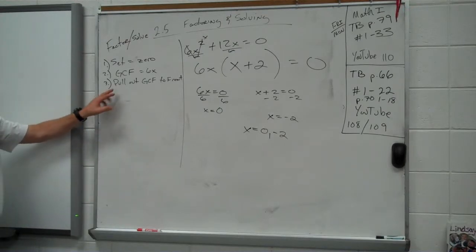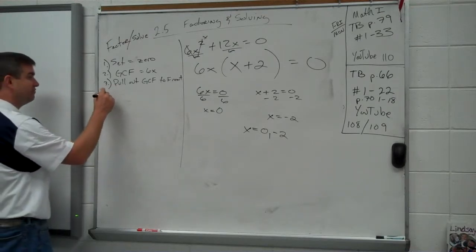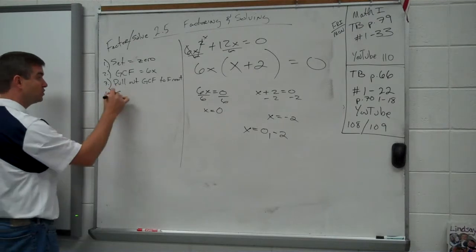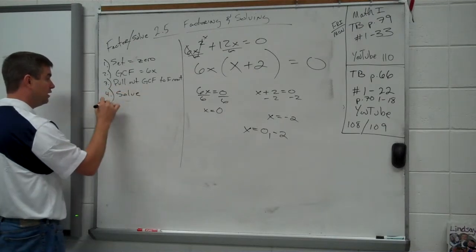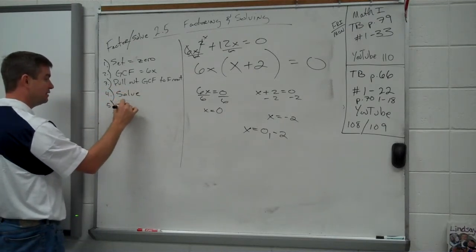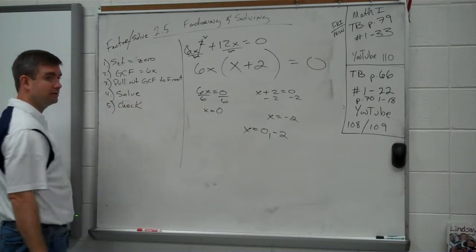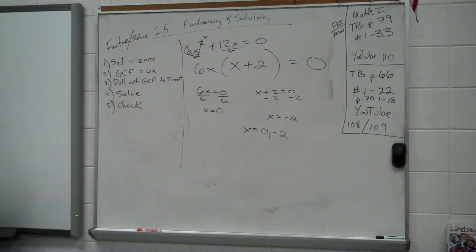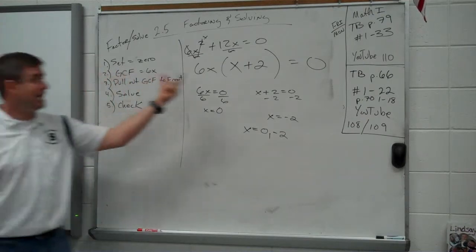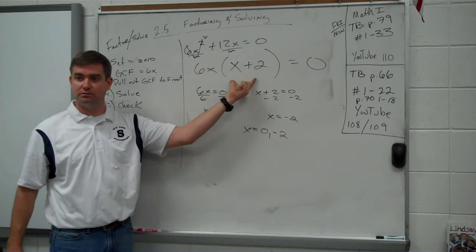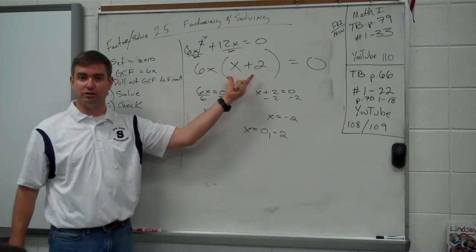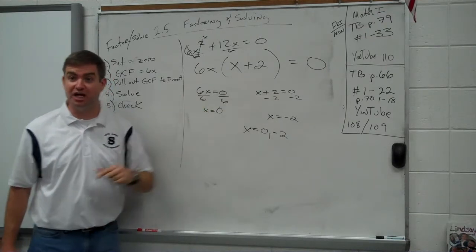Okay, let's see if we finished out. We pulled the GCF, x, out to the front. Step number 4 was solve. Step number 5 was check. Write all 5 steps. Pull the GCF out to the front. The hardest part of the whole setup is number 3: pulling out the 6x and knowing what goes in the middle, knowing what goes right here. That's the hardest part. Okay, let's check it.